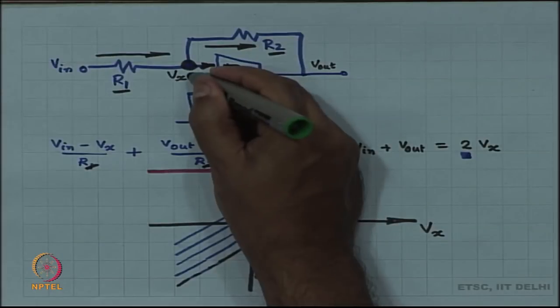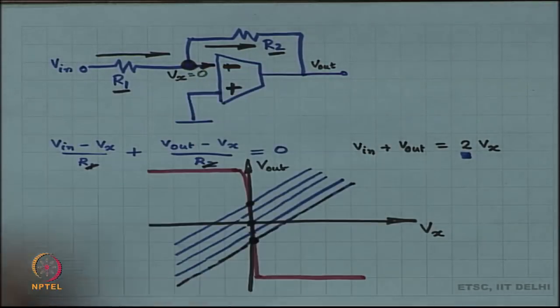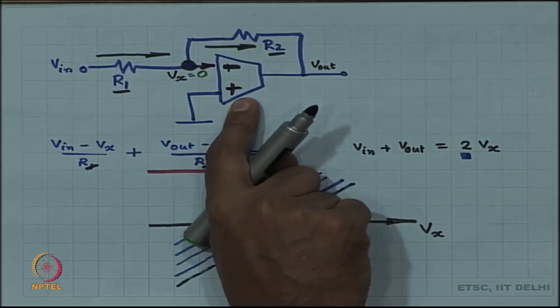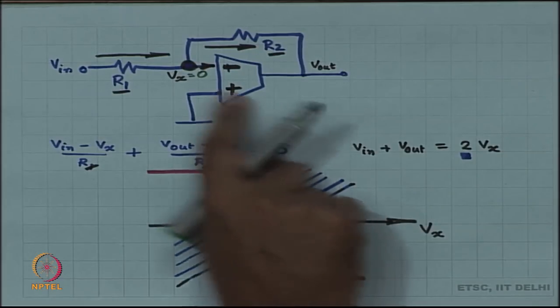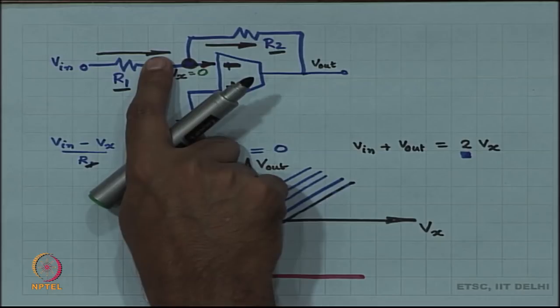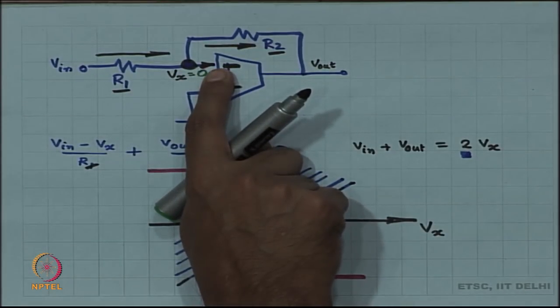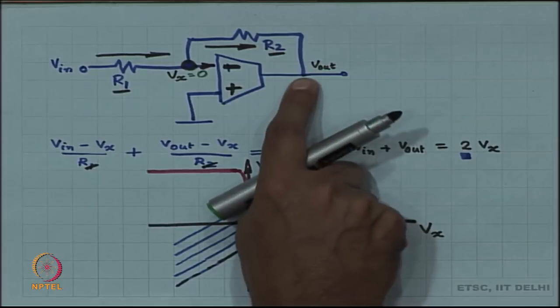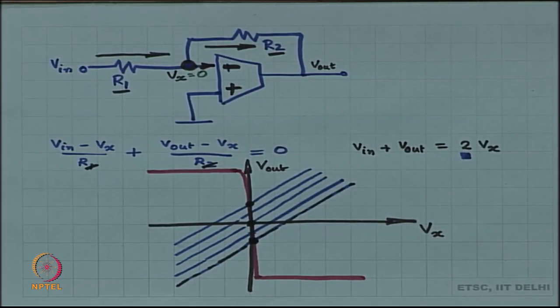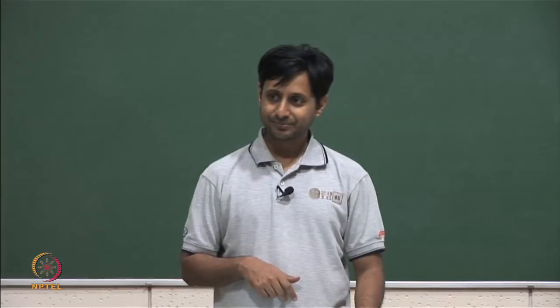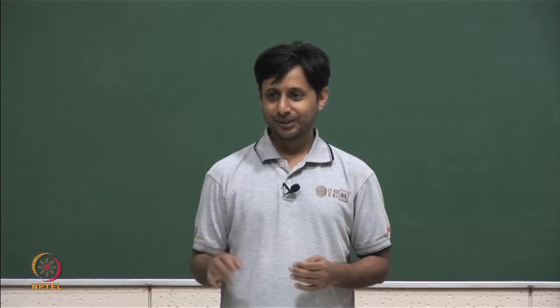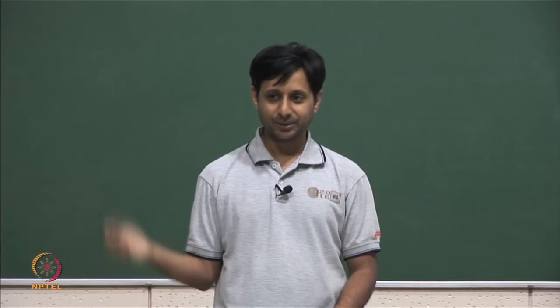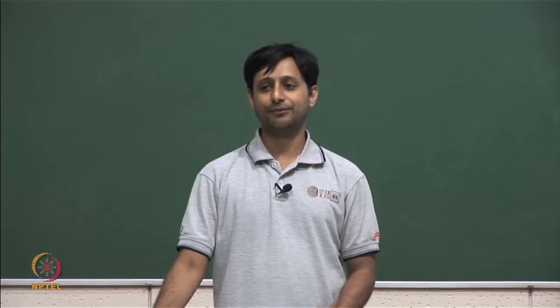Now, if V x is equal to 0, does it matter if this is an op amp or an OTA? Because this current goes in, no current goes into the OTA, the same current goes out, automatically I have declared the value of V out. It is the same analysis whether it is an op amp or an OTA. All right. So, it should not matter. You do not really need to make an op amp, and an OTA will do just fine.